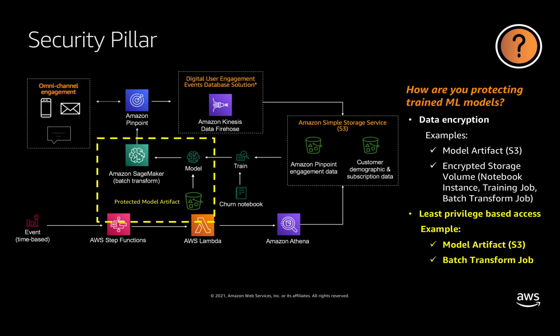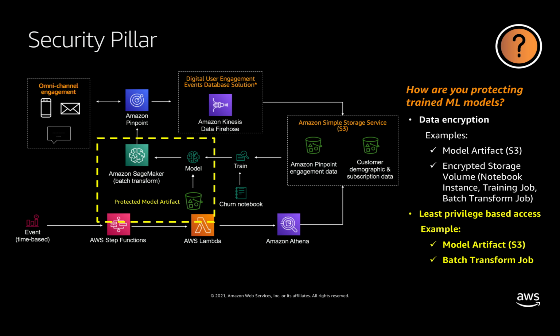But then maybe we want to restrict the ability for a data scientist to delete a model artifact from our S3 bucket. You also want to deploy your model so that a consumer of that model can perform inference against it securely. In this particular case, we're using Step Functions to call our SageMaker batch transform job.